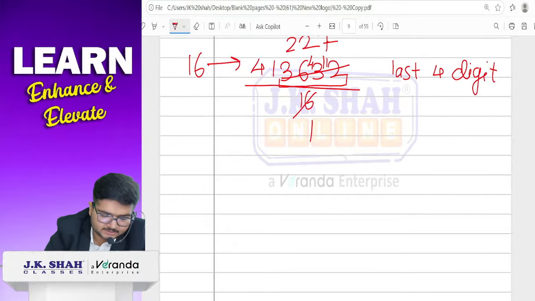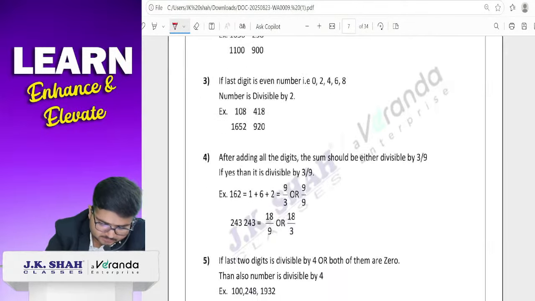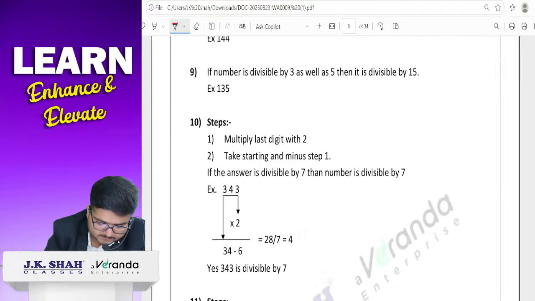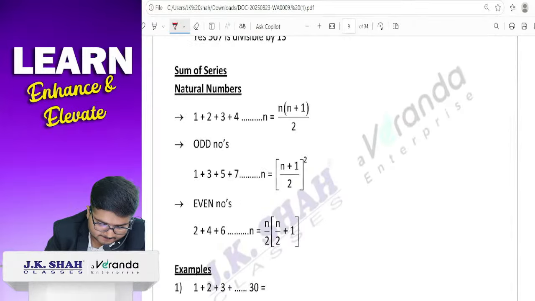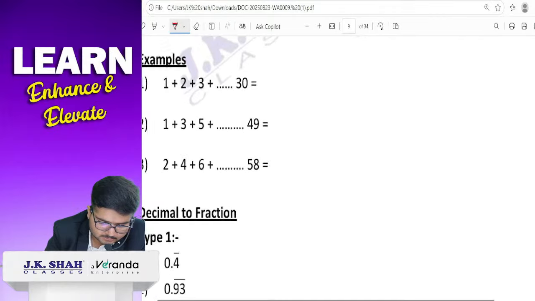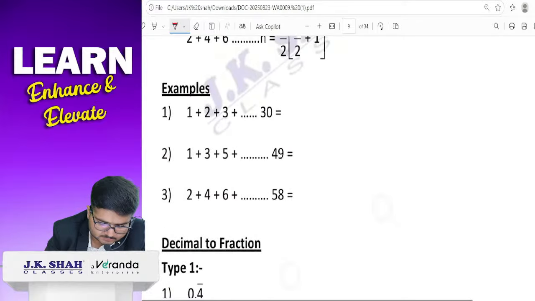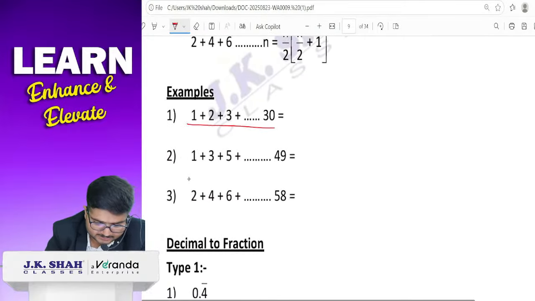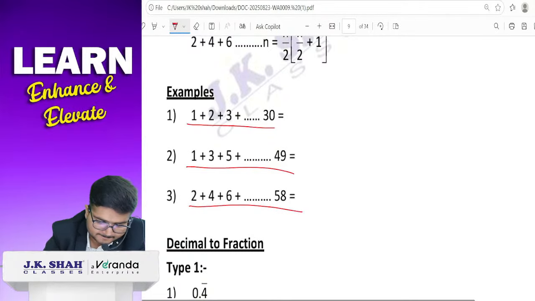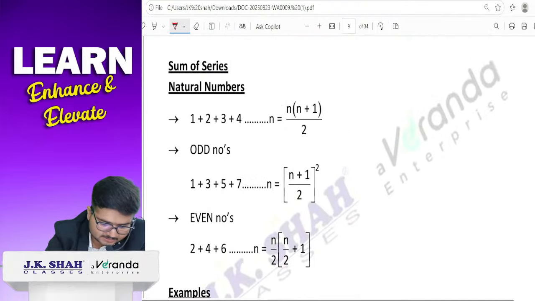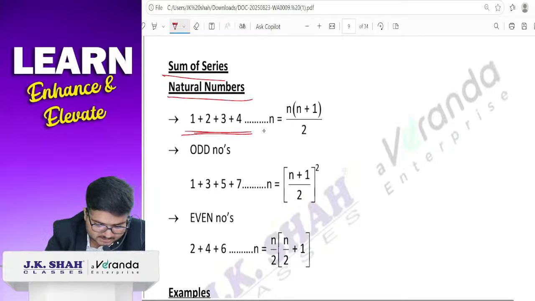Let us wind up with the topic and move forward with the next topic, a very good topic called sum of series. Now let us solve here. There are three different sums and different methods to solve them. In sum of series there are 3 types of sums. The first type is sum of natural numbers, right?